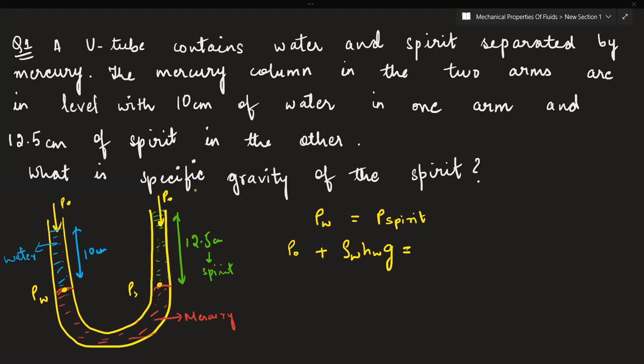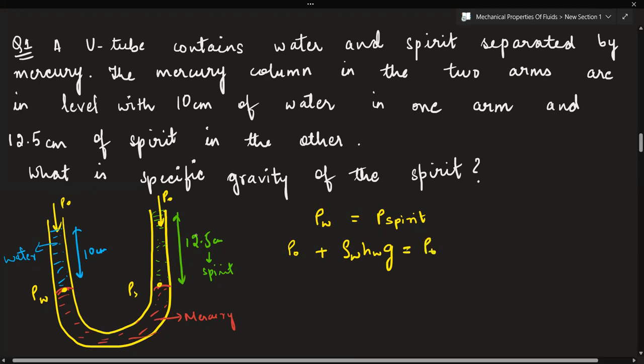Now see, for this right hand side, it would be similar. Pressure exerted by the atmosphere, this P naught, plus rho, the density of the spirit, height of the spirit, and acceleration due to gravity. Now see, P naught will get cancelled by this P naught because both are same. Once you transport it on the left hand side, it would get cancelled. Now what are we left with? HW by HS is equal to rho S by rho W.